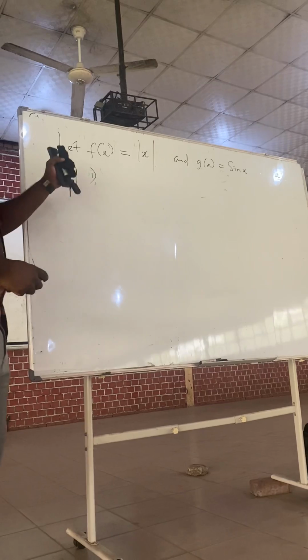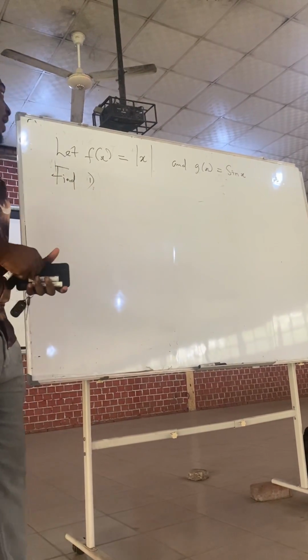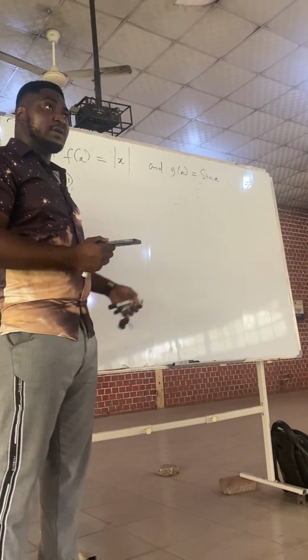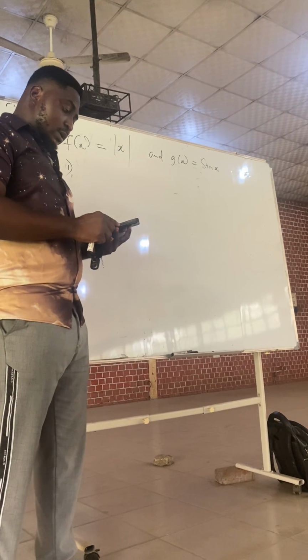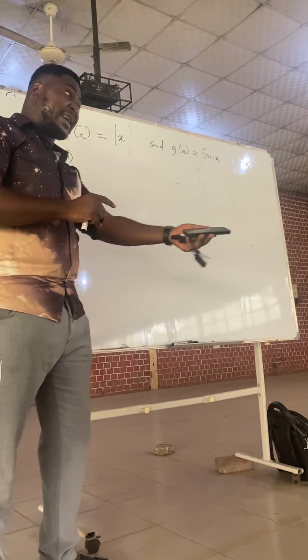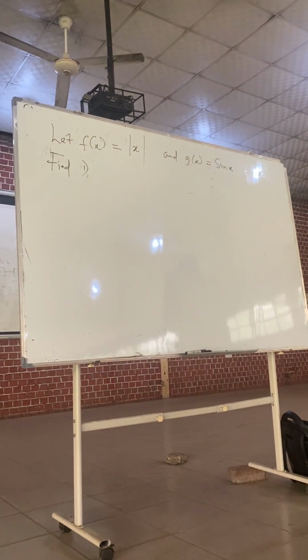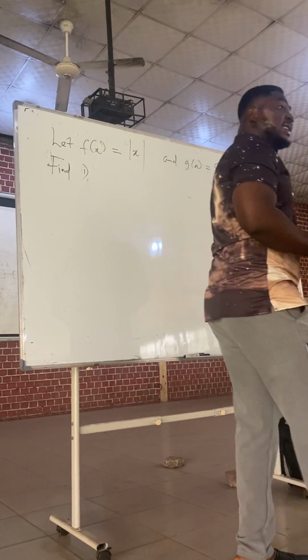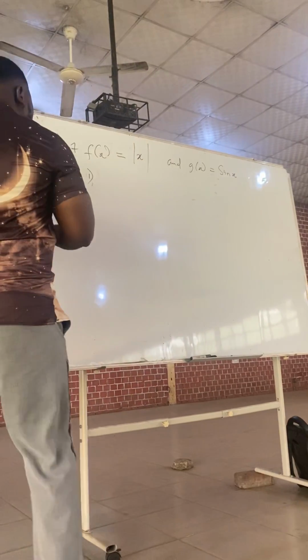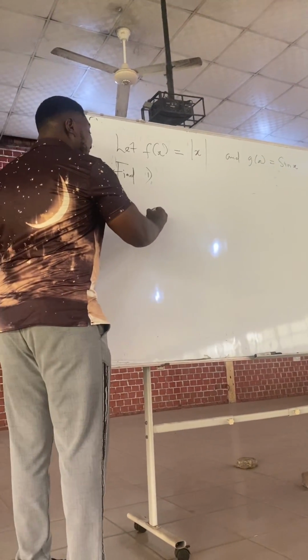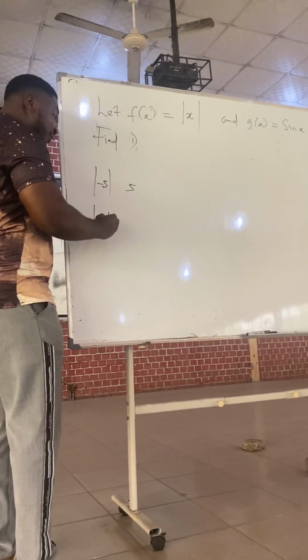So class, we have f of x equal to absolute value of x. This symbol means the absolute value of x. Class, the absolute value of a positive number is a positive number. But the absolute value of a negative number is also a positive number. Class, the absolute value of minus 5 is 5, and the absolute value of 5 is also 5.